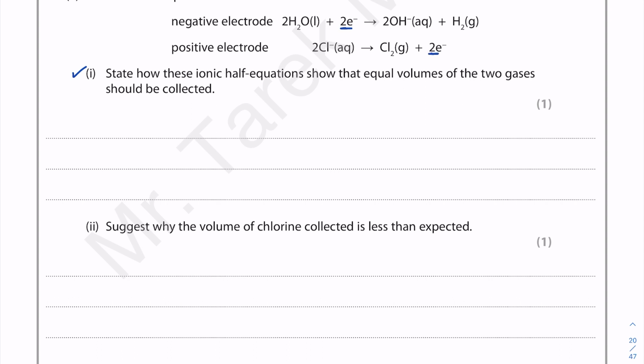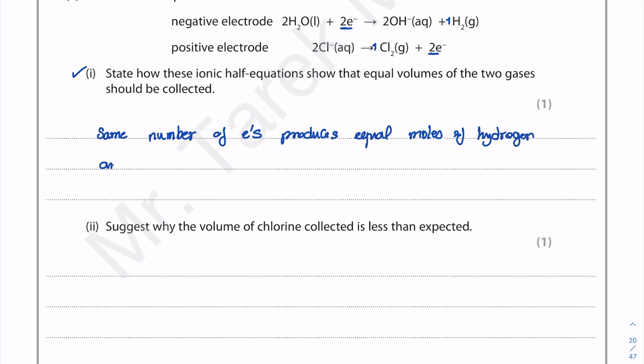For the same number of electrons, we get 1 mole of hydrogen at the cathode and 1 mole of chlorine gas at the anode. So here we can say that the same number of electrons produce the same number of moles of hydrogen and chlorine. So the same number of electrons produce equal moles of hydrogen and chlorine.